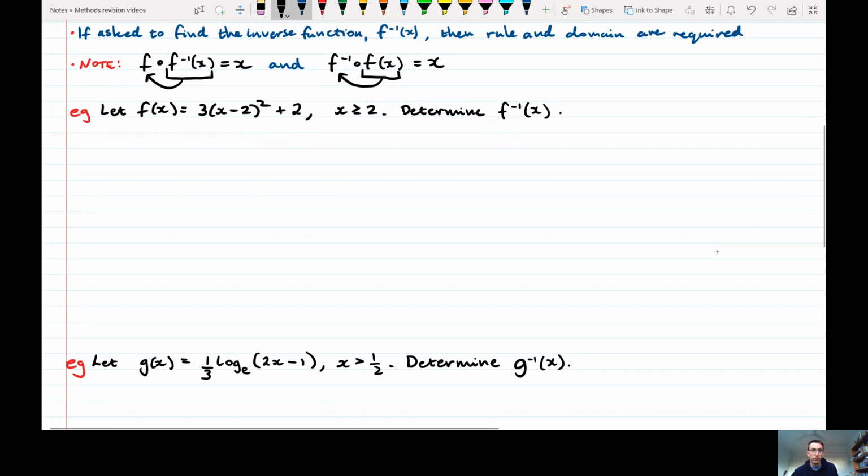So let's have a go at how to do this. Have a go at finding our rules. So first thing I'm going to do is write in the inverse, we're going to swap x and y.